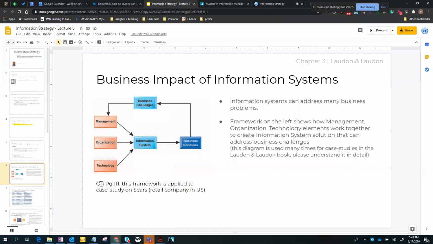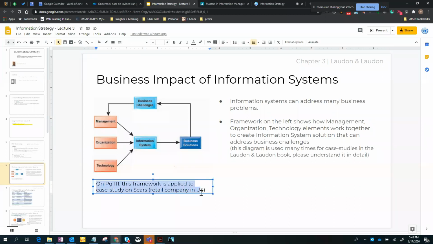And I think the best way to do it is by using the case study on page 111. So this framework is applied to a company called Sears. Sears is a retail company, so it's like a place where you go to buy your clothes, mostly it's clothes or shoes, things like that, and so there's a case study on this which you can have a look at, and it will give you how best to use this framework.